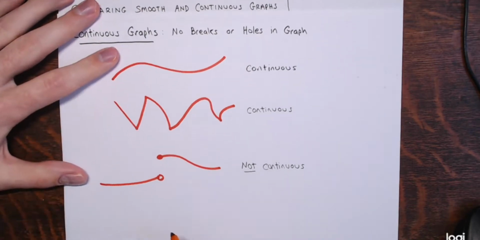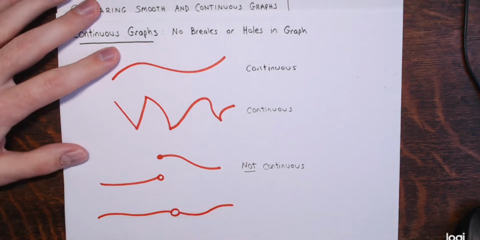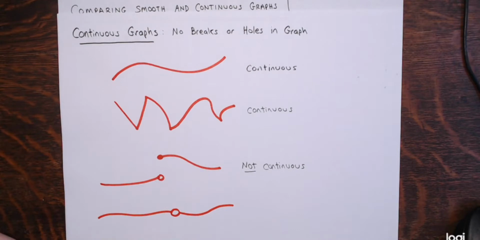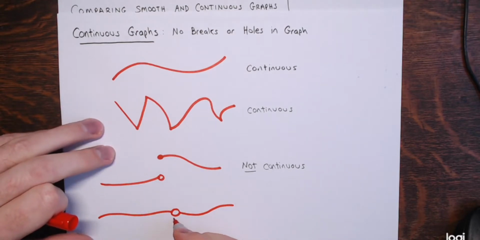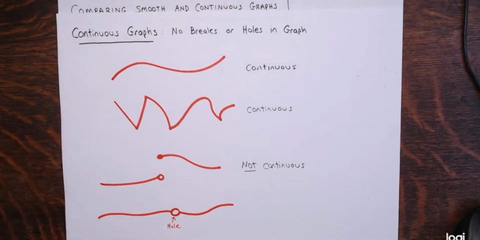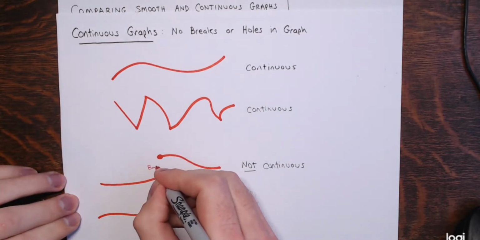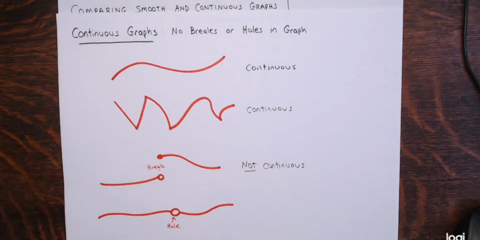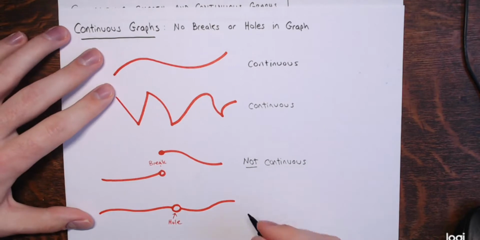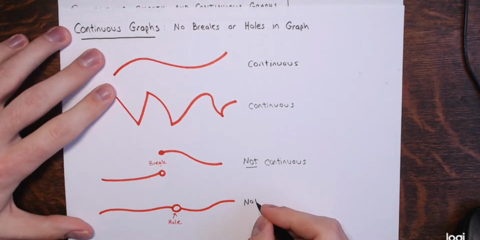And a graph like this where it looks continuous but it's missing one point. This is representing a hole in the graph, a missing point. And here, this right here is a break in the graph. This is also considered not a continuous graph.